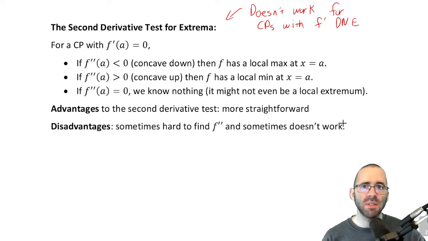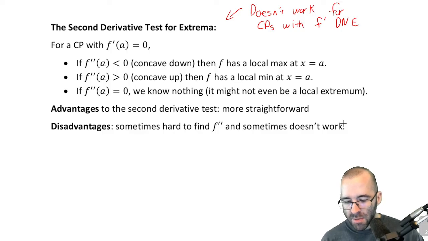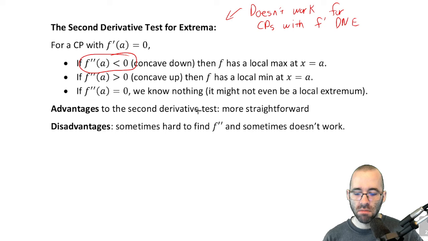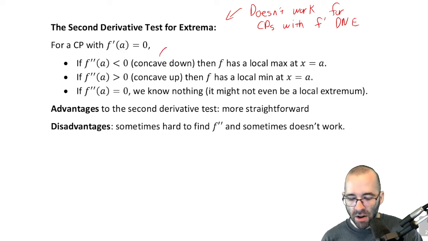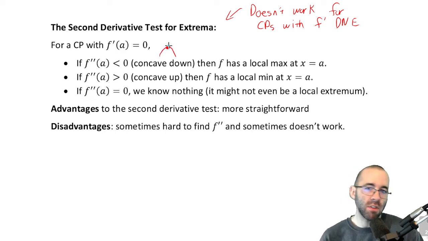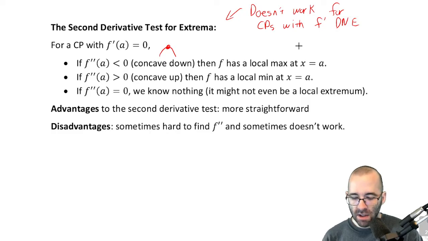But for our purposes in business applications, that's not a big deal because most of our functions are continuous and we'll have infinitely many derivatives. So not a big deal for us. If we have a function that's concave down at our critical point, we have a local max. If the second derivative is positive, remember that means concave up, we've got a local min.